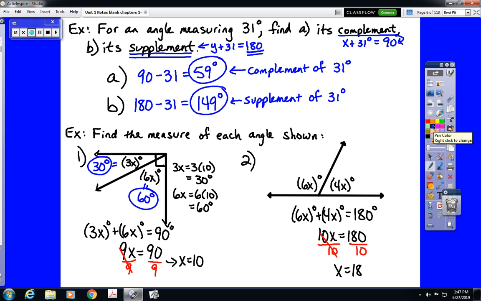So we take that 18 and we plug it in for each of these. 4 times 18 would be a 72 degree angle. And 6 times 18 would be a 108 degree angle. Now, I'm often asked, well, how do I know if I did it right? Well, simply put, if the problem gives you two angles that are supplementary, your answers should add to 180. 72 plus 108 is 180. All right, we will have more on the next video, but that's it for this one.